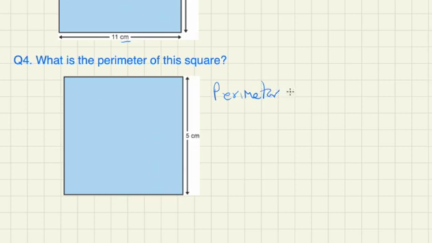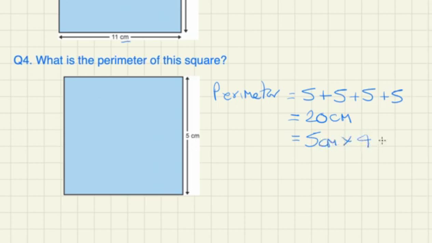And so the perimeter then, knowing that all the sides are the same, equals 5 plus 5 plus 5 plus 5. And all of that equals 20. And then we don't just present 20, we have a think about what the units are, and the units are centimetres. So it's 20 centimetres. I mean, another way of doing it is to say it's 5 centimetres times 4, and that gives you the exact same result in a shorter way.